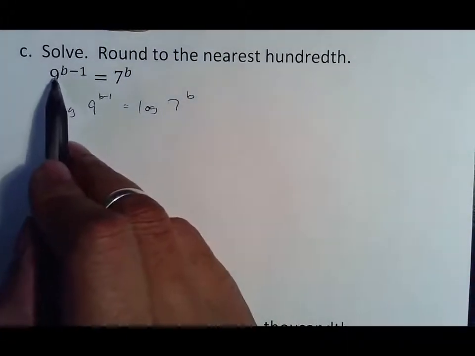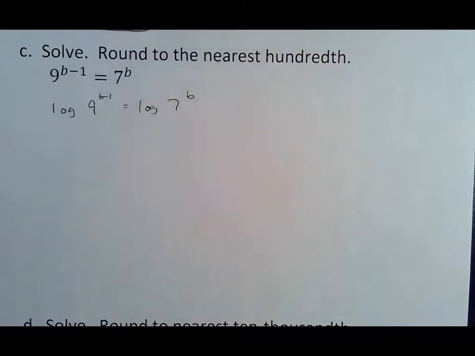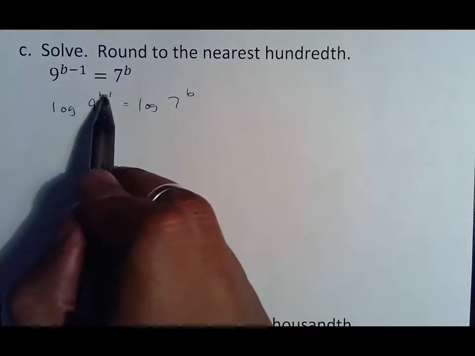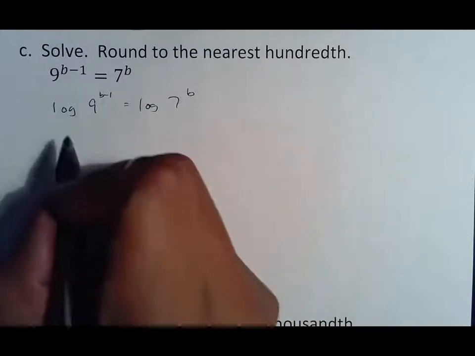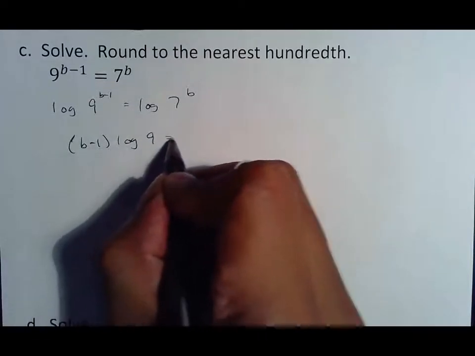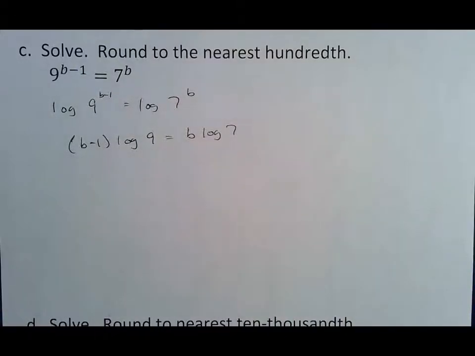Again, we can't ignore these things, and we can't make the bases the same, so the only option we have, thinking strategies, is put a log in front of both of them. That means that the only strategy I know to do is to move the powers in front, so this becomes b minus 1 log 9 equals b log 7.